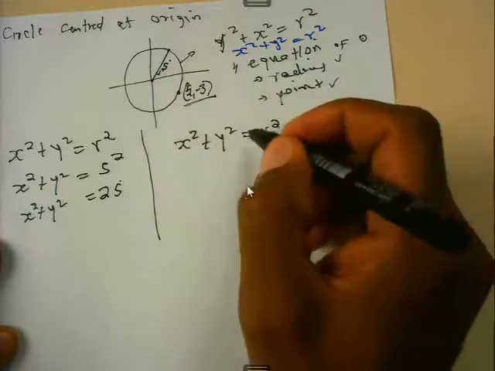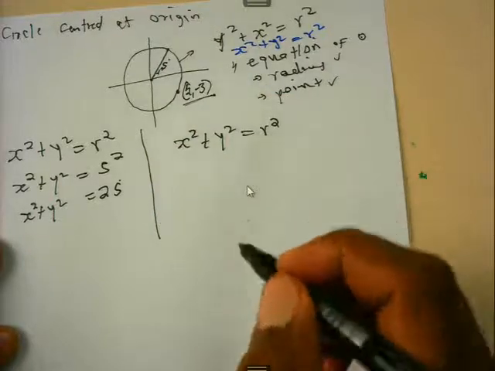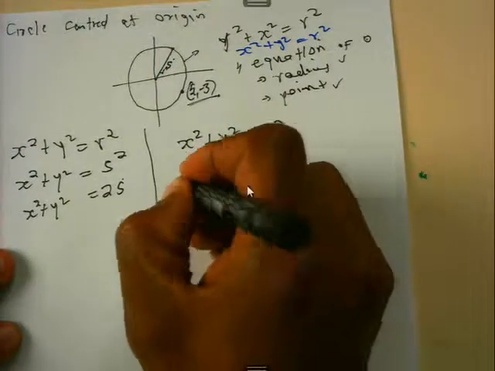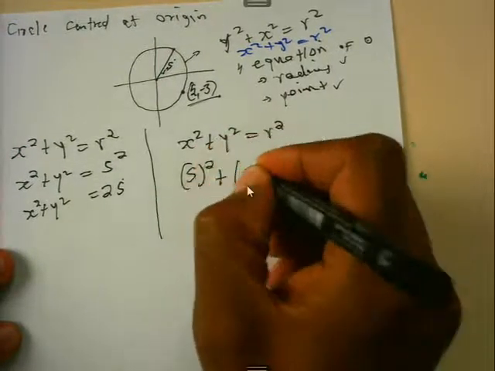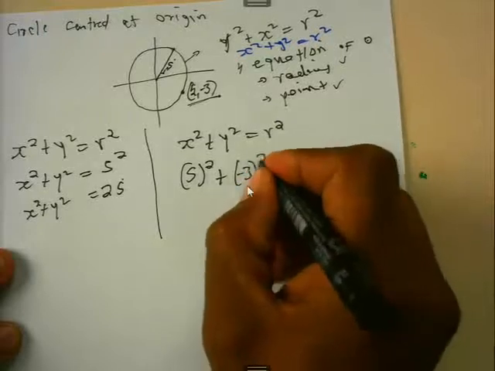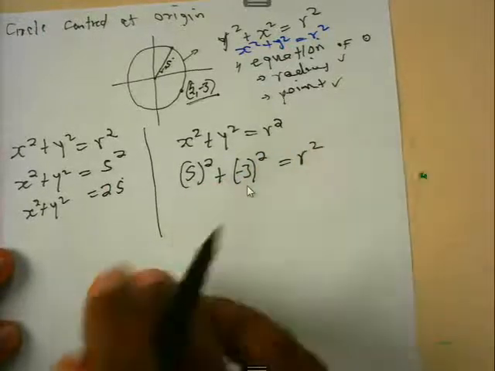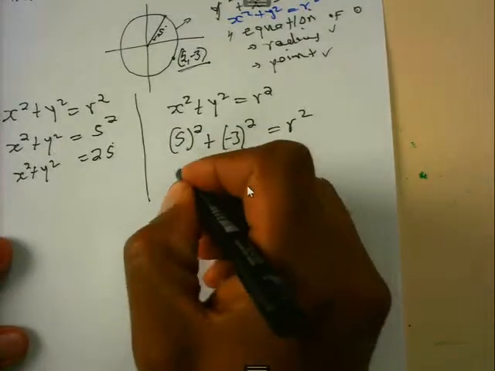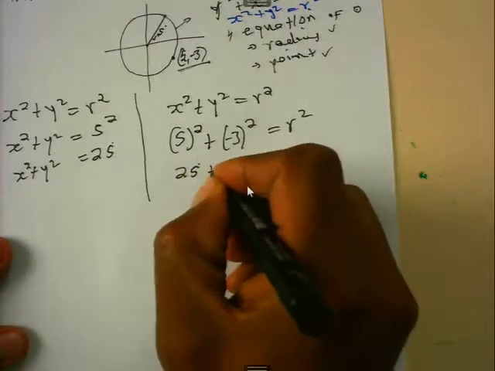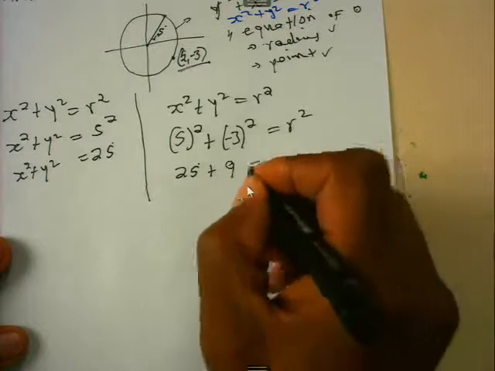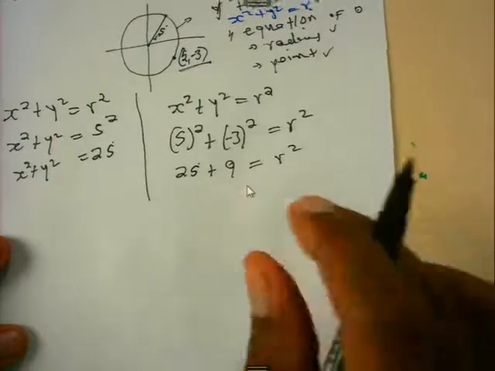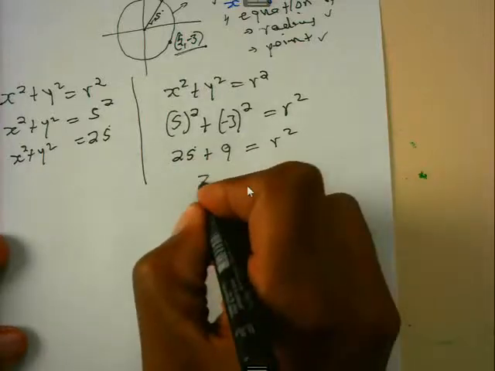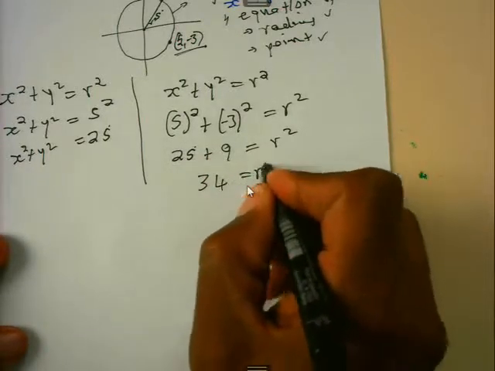If we can determine the radius, then we will be able to have the equation. Of course, the x here is 5 squared, and then the y there is minus 3 squared. Therefore, it is equal to r squared. From here, 5 squared is 25, minus 3 squared is 9. When I add 25 plus 9, of course, that will be 34, equal to r squared.